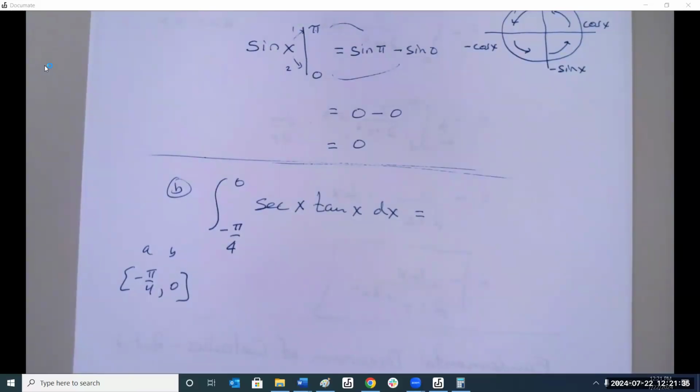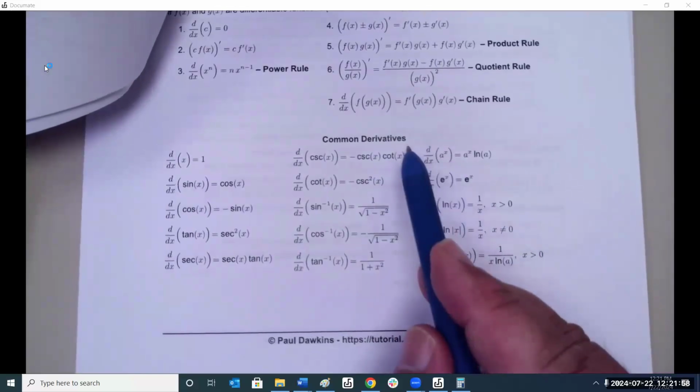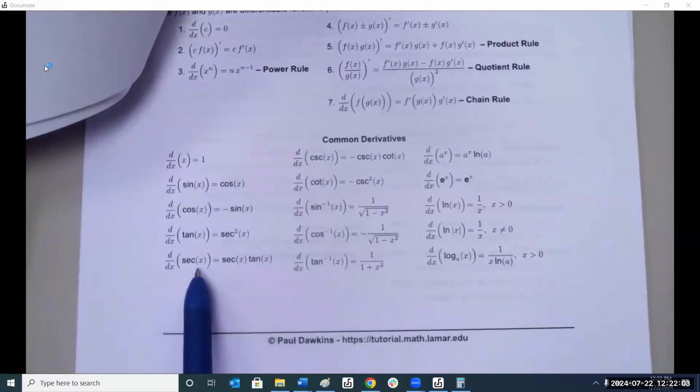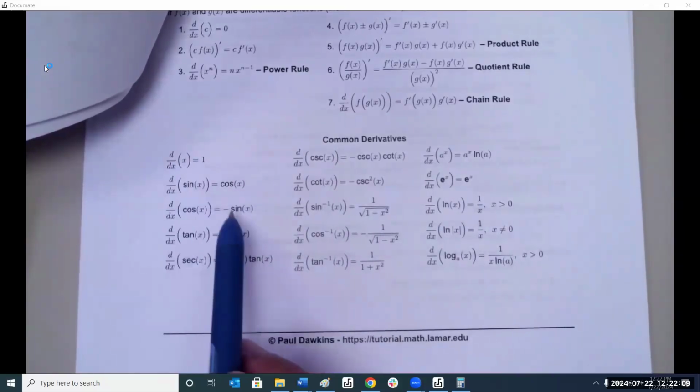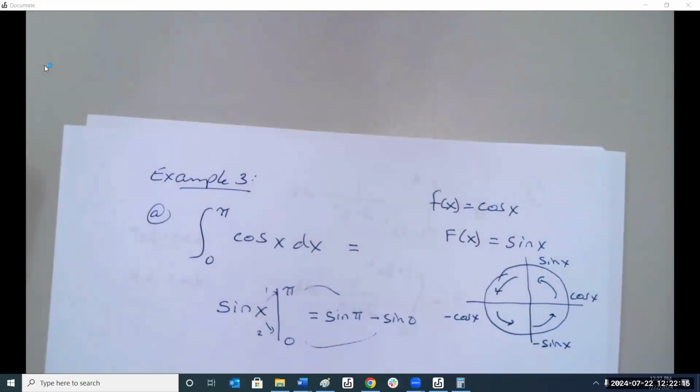After class, you guys are going to come with me and I'm going to make copies for you, all these. I'll give you this: common derivatives. Look for secant tangent. Where did it come from? Secant. So these are the functions, the derivative is these, so you work backwards. I'll make copies of this whole packet for you all.